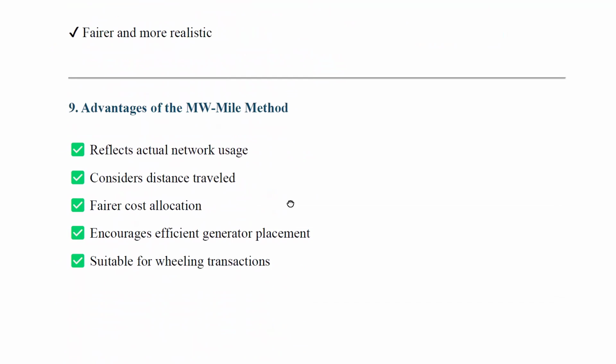We can use the modified megawatt mile method in a few places, depending on your situation. Next, what are the advantages of this megawatt mile method? The main advantage is that it reflects the actual network usage and considers the distance traveled also. It also gives fair cost allocation, encourages efficient generation placement, and is suitable for wheeling charges and wheeling transactions. So these are the advantages of this megawatt mile method.